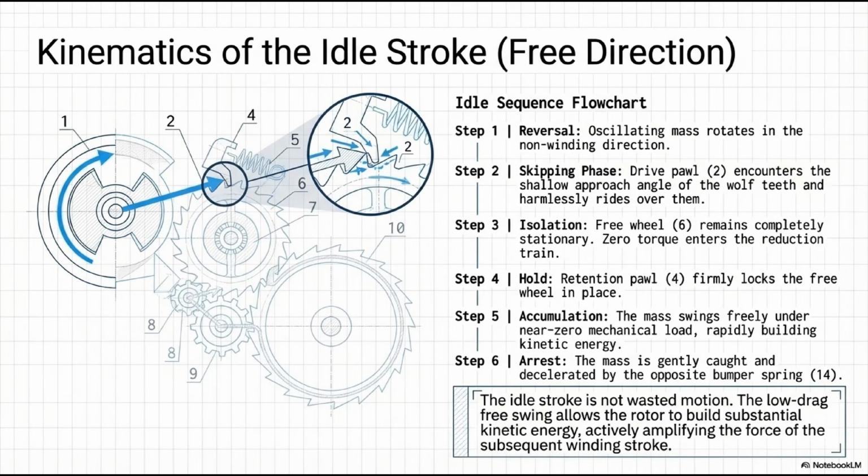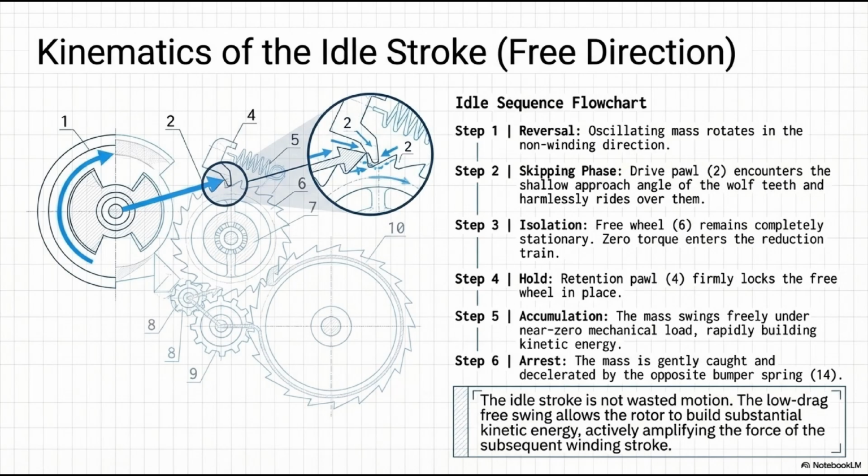Now, what happens when the wrist moves the other way? Let's trace the kinematics of the idle stroke, or the free direction. Follow the blue arrows. Step 1, reversal, the oscillating mass, 1, hits the bumper, reverses, and rotates in the non-winding direction. Step 2, skipping phase, look at the detail circle. The drive pawl, 2, encounters the shallow, sloped approach angle of the wolf teeth. Instead of biting, it harmlessly and silently rides up and skips over them.